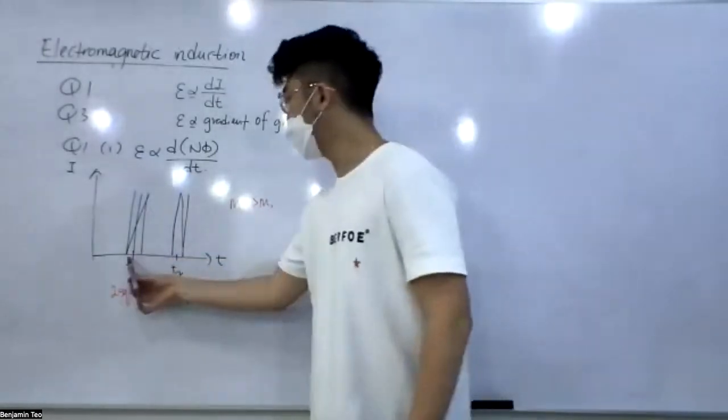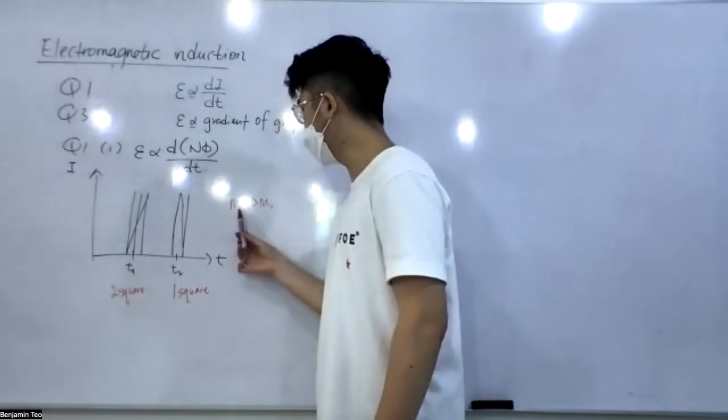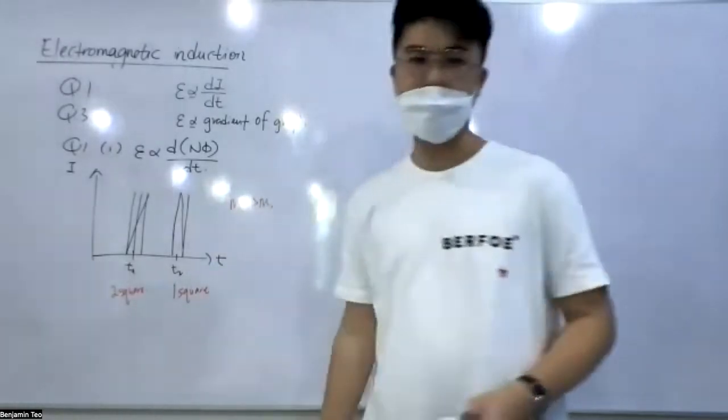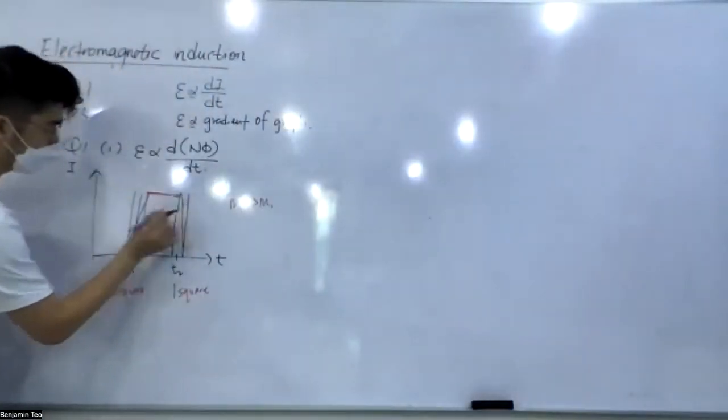Okay, so this one is 2 boxes. This one is 1 box. So the gradient of T2 is twice the gradient of M1. You can do it like this. Okay, they have the same height, right? They have the same height.